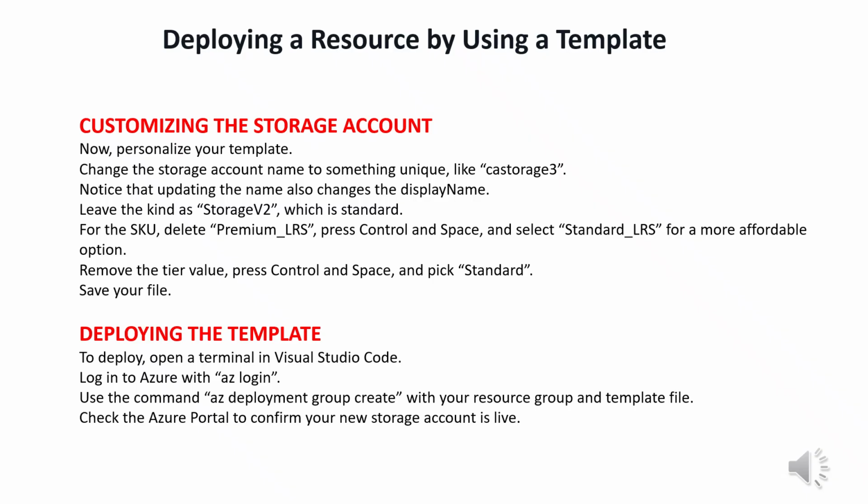Now, personalize your template. Change the storage account name to something unique, like CAS Storage 3. Notice that updating the name also changes the display name. Leave the kind as Storage V2, which is standard. For the SKU, delete Premium LRS, press Ctrl and space, and select Standard LRS for a more affordable option. Remove the tier value, press Ctrl and space, and pick Standard.